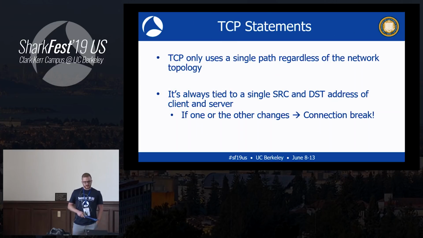So the basics of TCP say it uses a single link and a single path across your network, if no other load balancing mechanism does something else with it. And it's always tied to a single source and a single destination IP. So when you open up a connection from your client, it will use your local IP address and the server IP address, and those are the two addresses you will see in the whole connection.